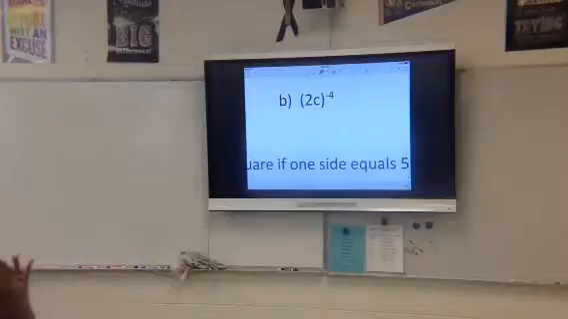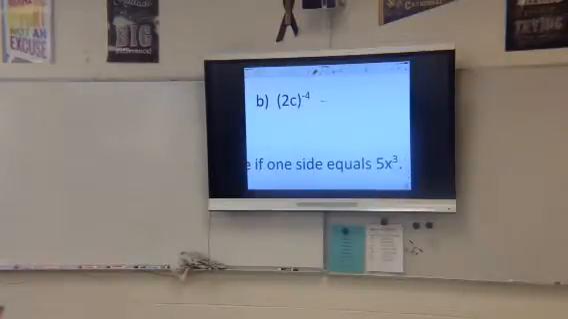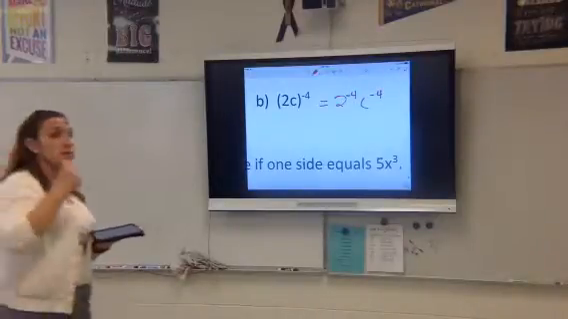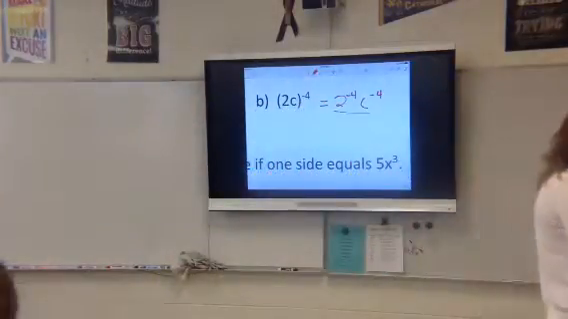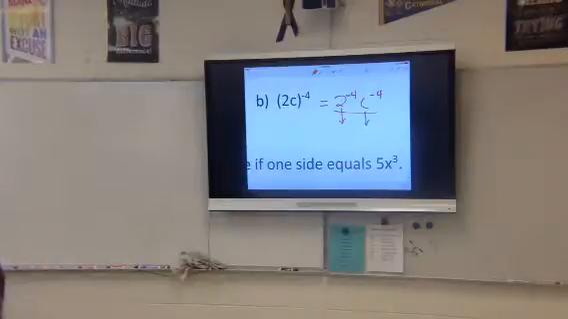All right, what are some thoughts we have here? Someone besides Sam. What do we got? I got 2 to the negative 4th and c to the negative 4th. Okay, I think that's a great first step. Now, what do you do with negative exponents? Bring them down, all right? So at this point, this guy and this guy are both moving down. Okay, they're both negative.